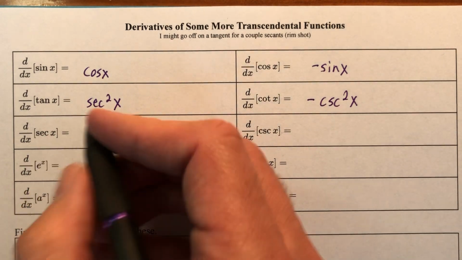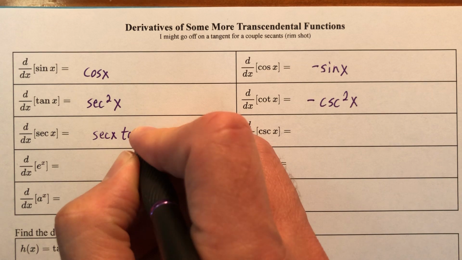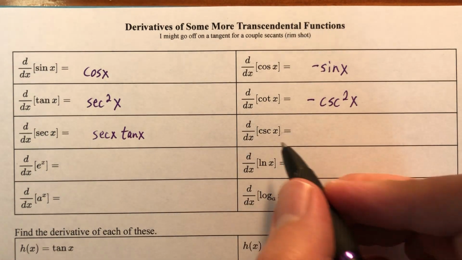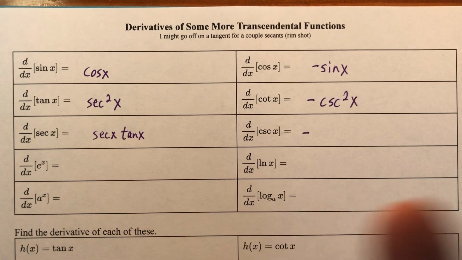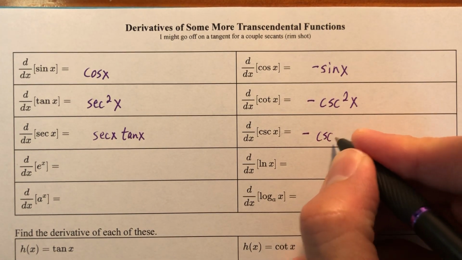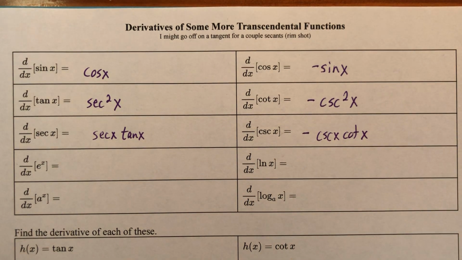The derivative of secant is secant x times tangent x. The derivative of cosecant is negative, and then everything you just had over here: cosecant x cotangent x. So, a couple patterns.